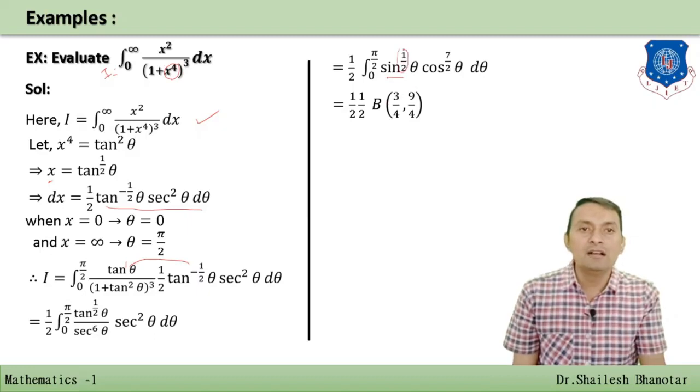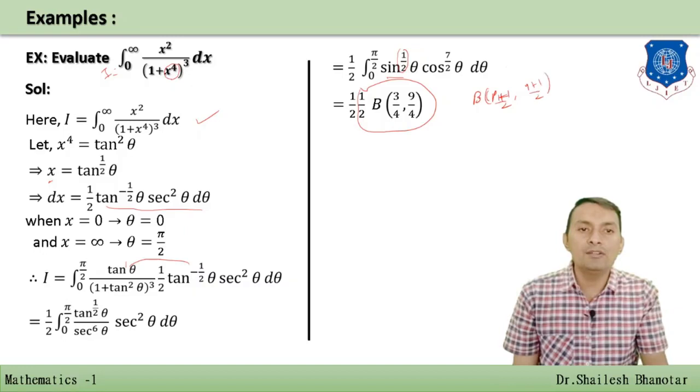So this is the p. So (p+1)/2, that is 1/2 plus 1, that is 3/2, divided by 2, so what I will get is 3/4. Then (q+1)/2, so 7/2 plus 1, that will be 9/2, divided by 2, so I will get 9/4. Again, 1/2 is there, because this is based on the formula that you all are familiar with: beta of (p+1)/2 and (q+1)/2 is equal to 2 times the integration from 0 to pi by 2 of sine raised to p theta into cos raised to q theta d theta.